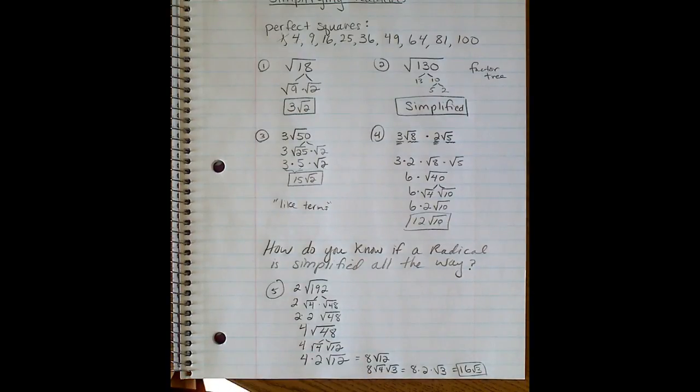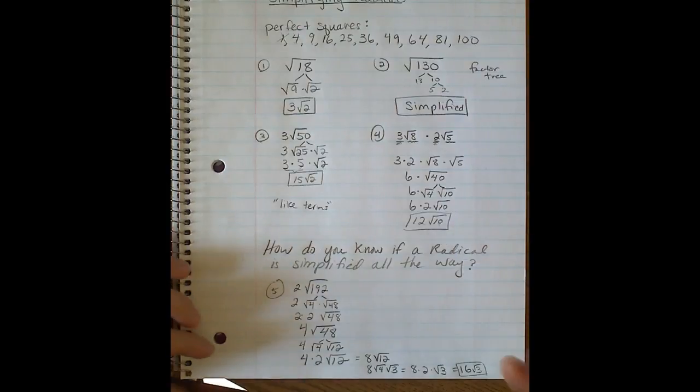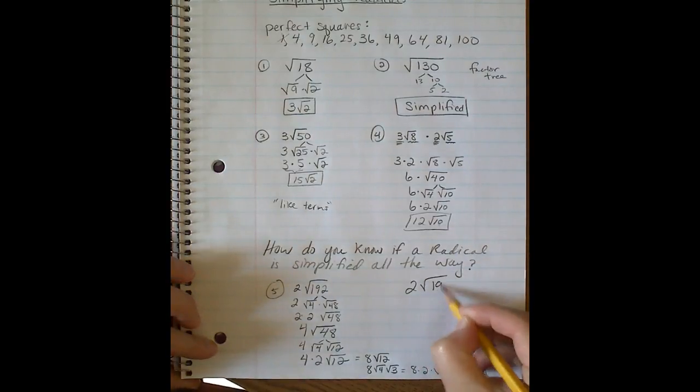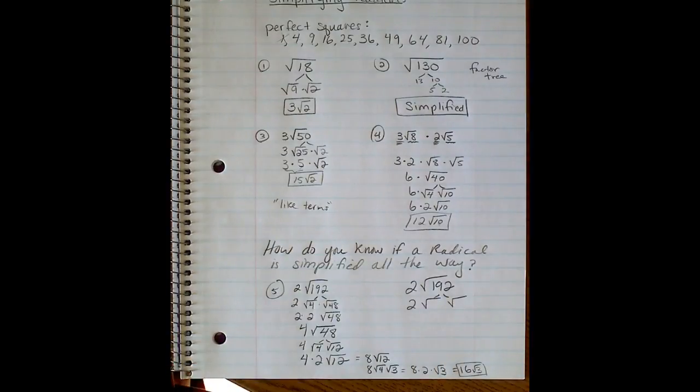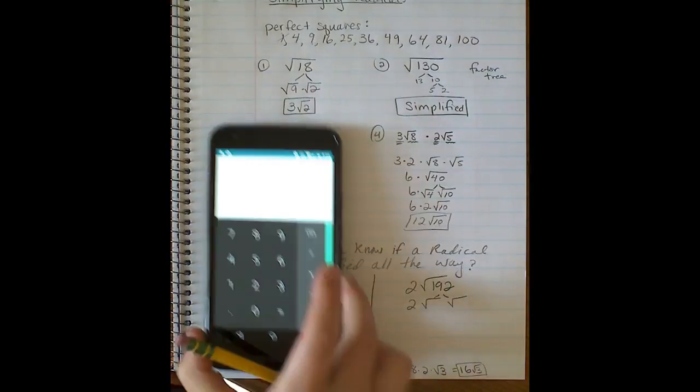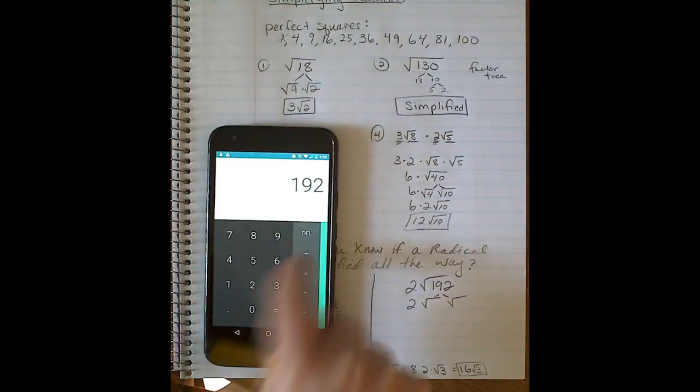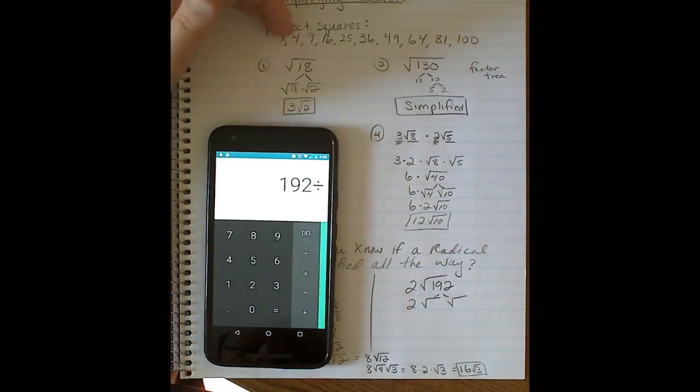But you don't have to do it in that many steps. You can if you would like. I recommend always looking for the biggest perfect square. So if I were to do this, I would set up my problem, right? And then I would hop on my calculator and test all the perfect squares. So I'd go 192 divided by, we already know 4 works.